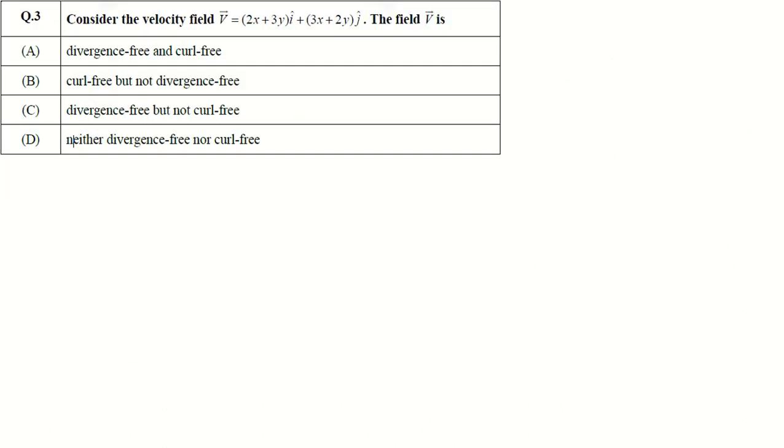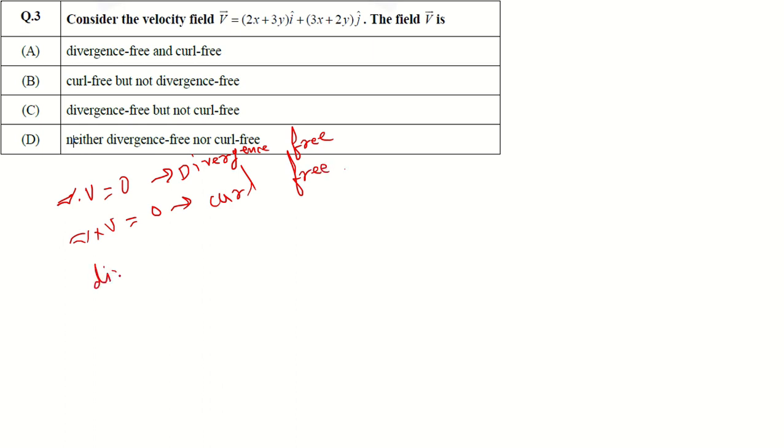Third question is, consider the vector field V is given. The condition is, if del dot V is equal to 0, it is called divergence free. If del cross V is equal to 0, it is called curl free.